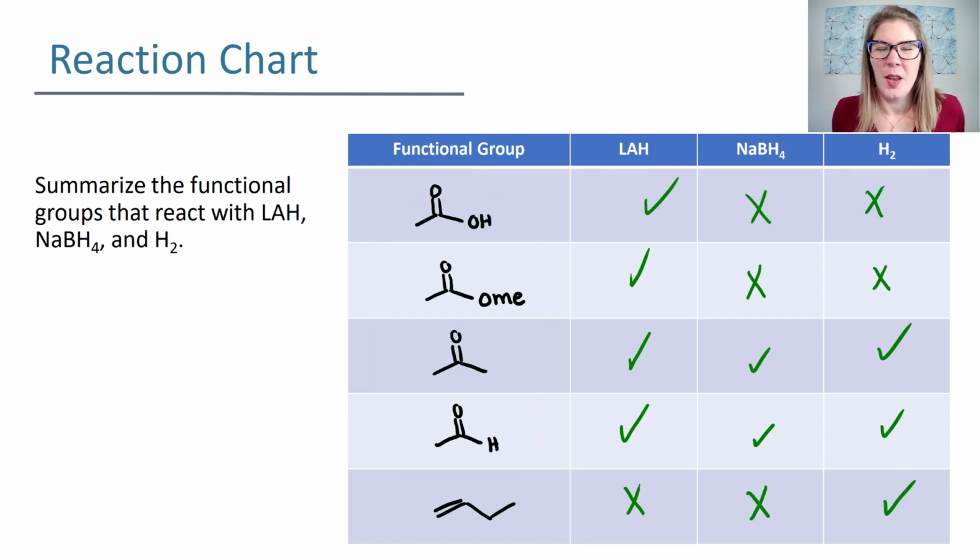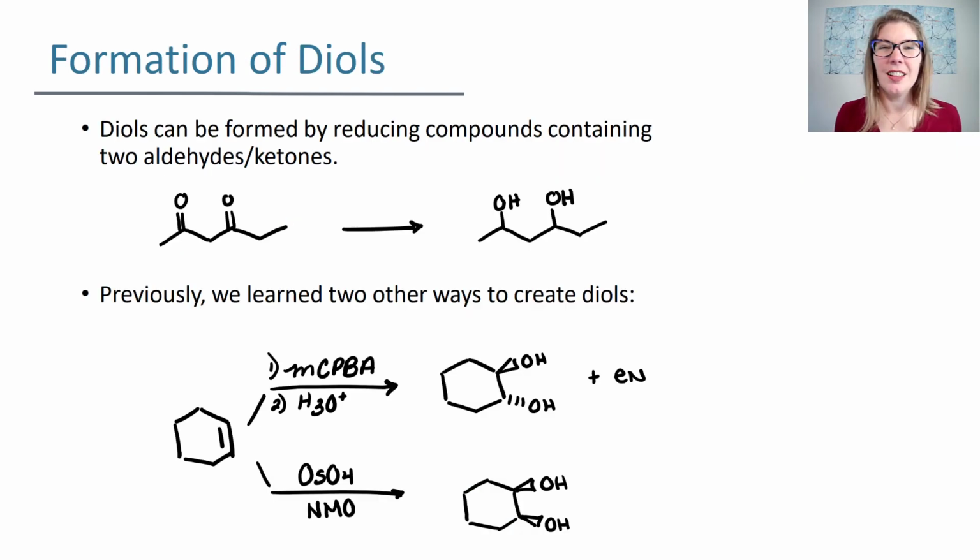Let's compare. What we see is that ketones and aldehydes are going to react with each of these reagents, whereas the carboxylic acid and the ester are only going to react with lithium aluminum hydride, and the alkene is only going to be reactive with hydrogen. And of course, that hydrogen needs a catalyst like platinum, palladium, or nickel. Let's look at how to form diols.